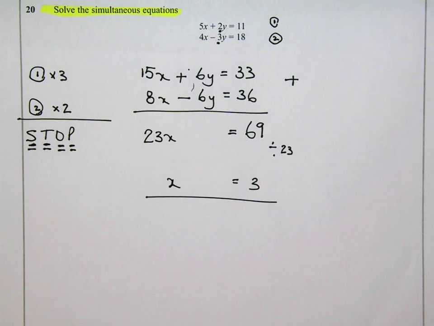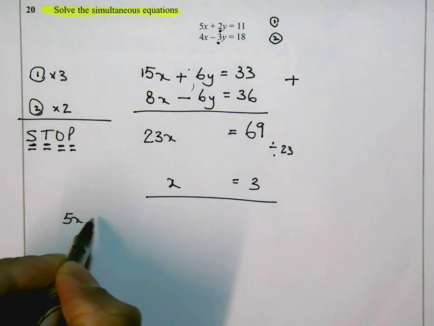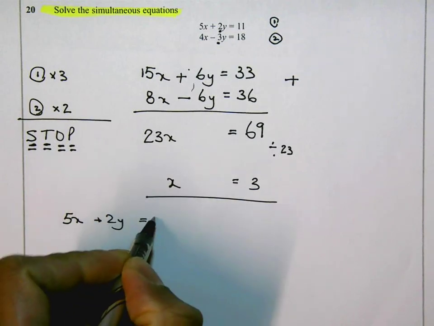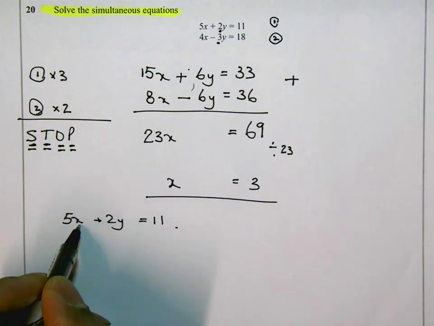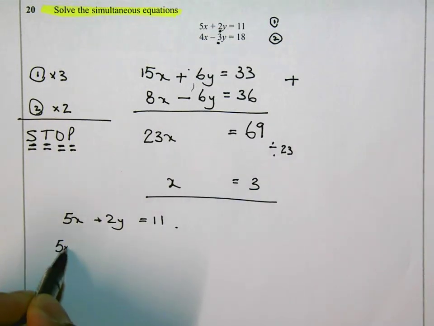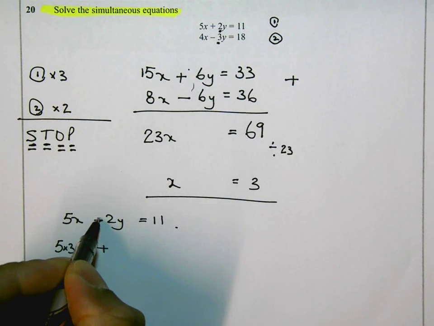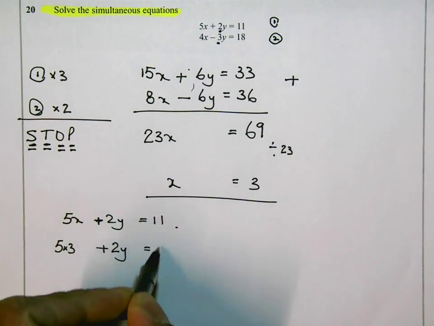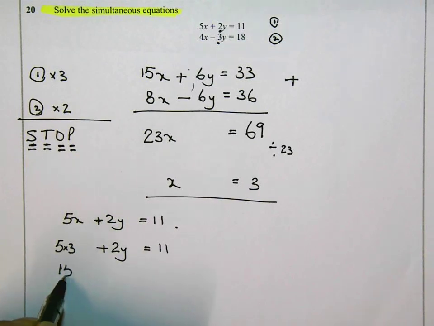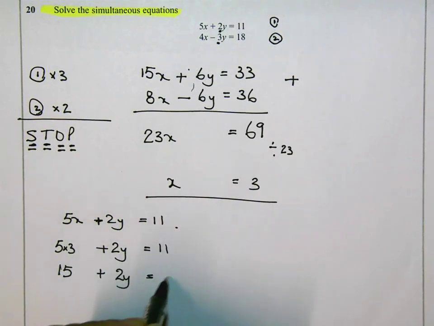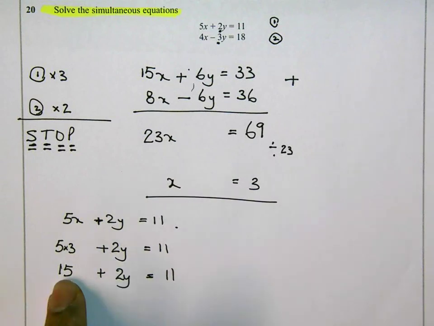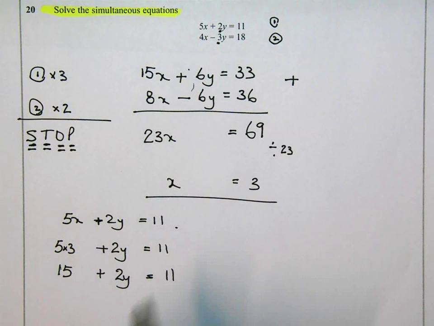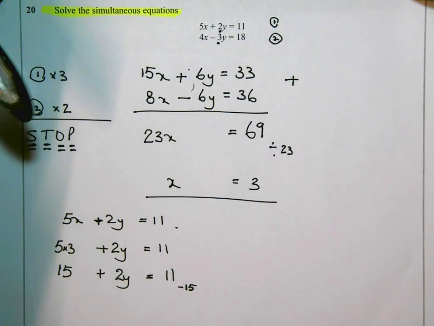I need to put that back into one of the equations to work out y. So, I'm actually going to use the first equation. The first equation is 5x plus 2y is equal to 11. I'm going to replace x with 3, so I'll have 5 times 3 plus 2y is equal to 11. Now 5 times 3 is 15. 15 plus 2y is equal to 11. I need to get rid of that 15, and because that's a positive 15, I'm going to take away 15 from this side. And if I just move this up a bit so I could show the full workings.